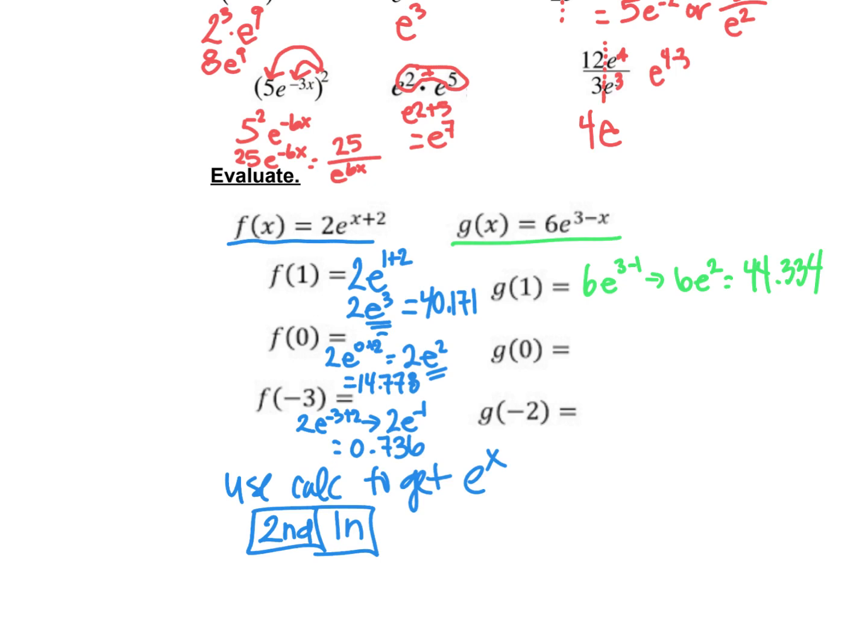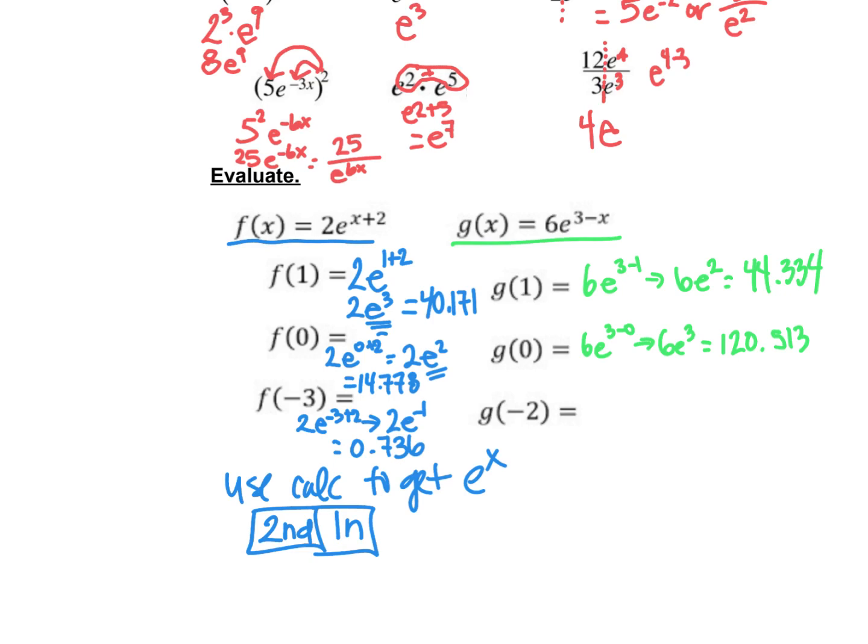Okay, we're going to plug in now the next one, g of 0. So plug in 0 for x. 6e, 3 minus 0, which is the same thing as 6e cubed. Plug that in the calculator again. Second, ln 3 times 6. And that gives us 120. Wow, it's going up pretty fast, isn't it? It's because it's still an exponential function, so things are increasing pretty quickly.